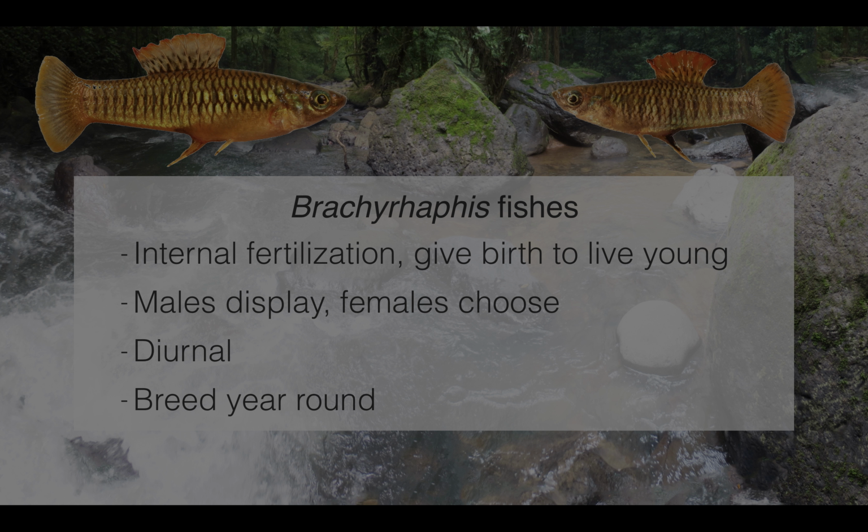Males might mate with lots of different females, but females are picky and they only choose the best potential mates. They use those physical characteristics to select a mate. They're all diurnal, so they're active during the day, and they breed year-round. They live in the tropics, so they don't have a distinctive breeding season; they breed all year round.